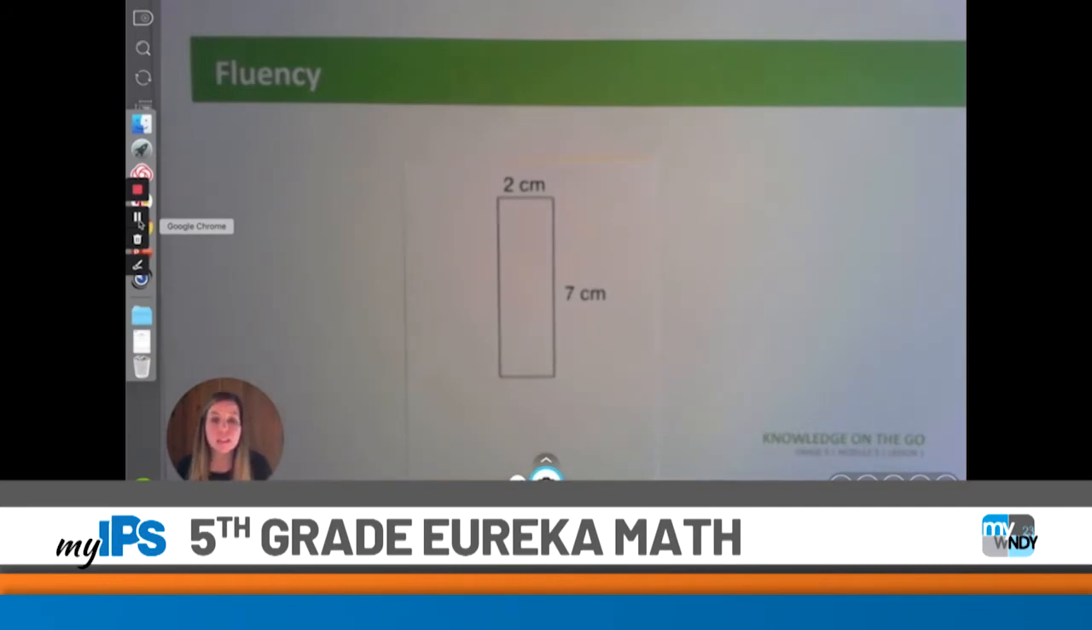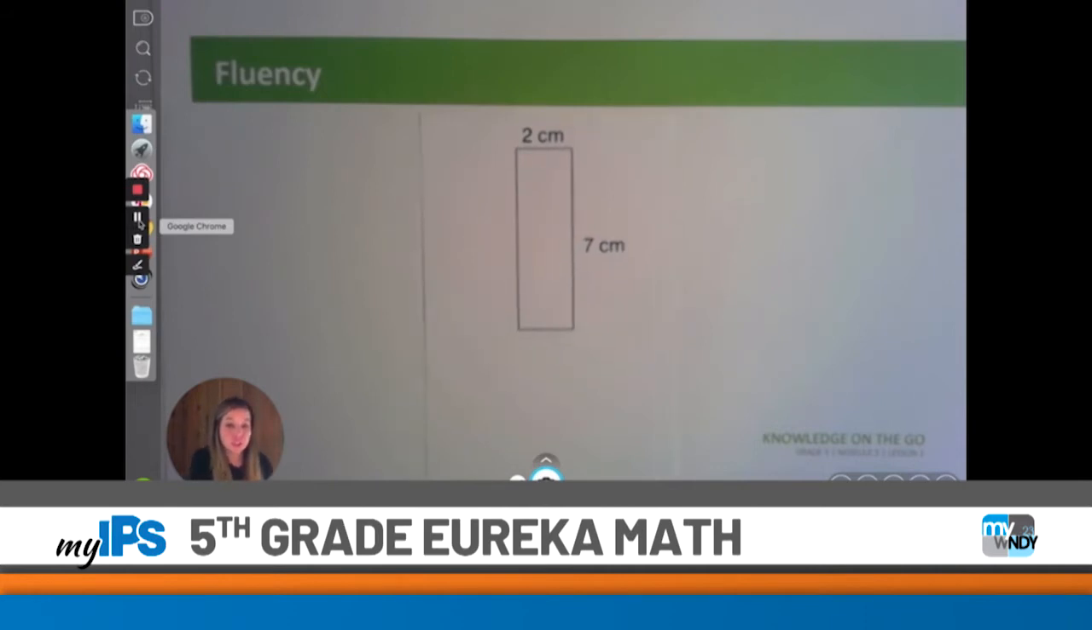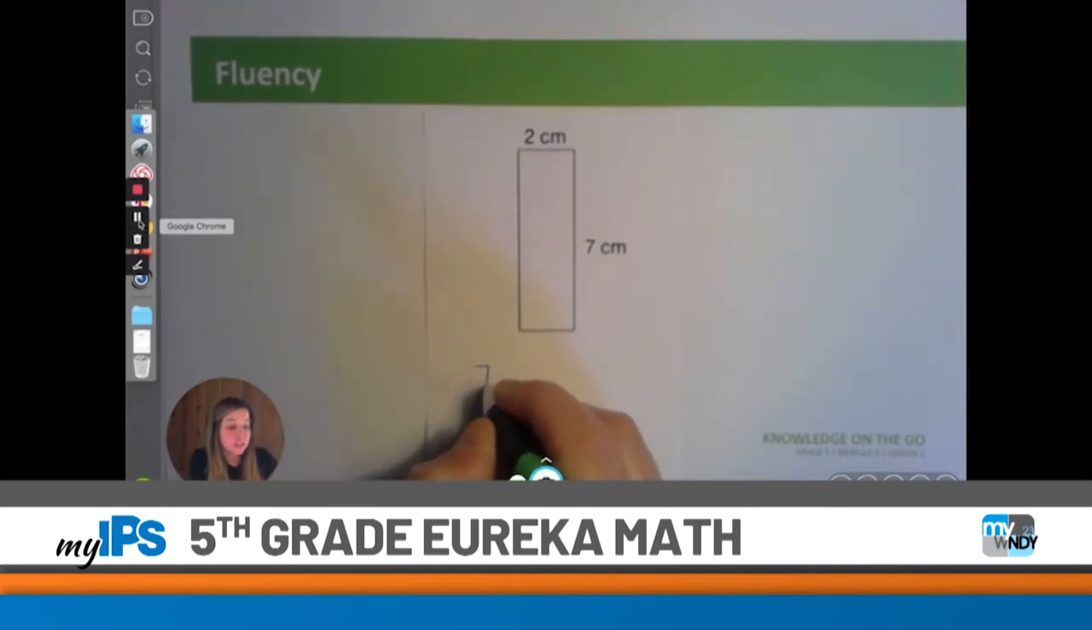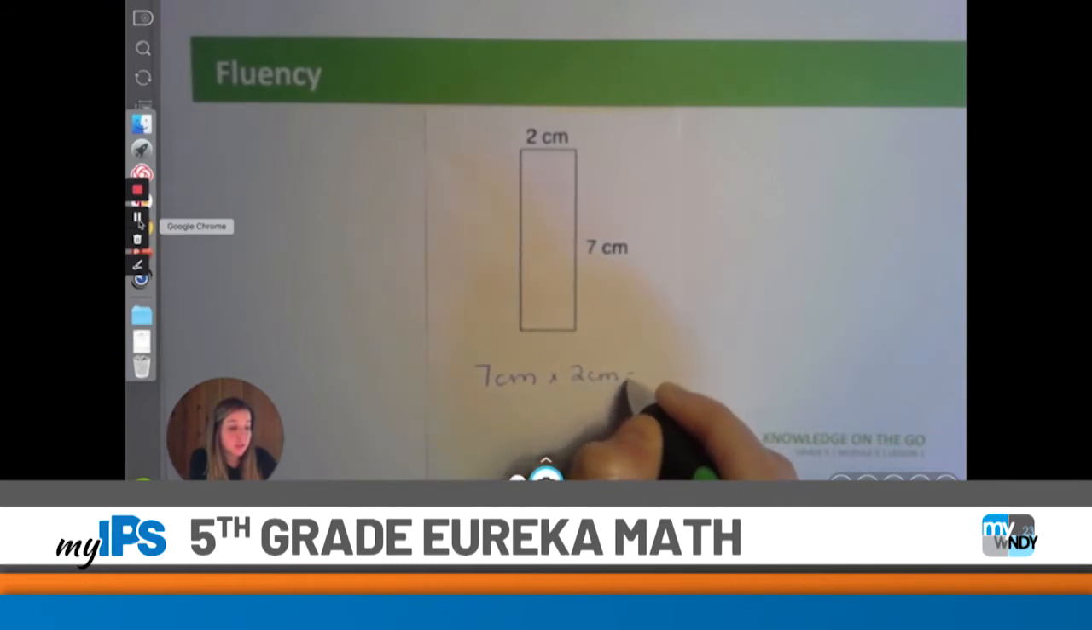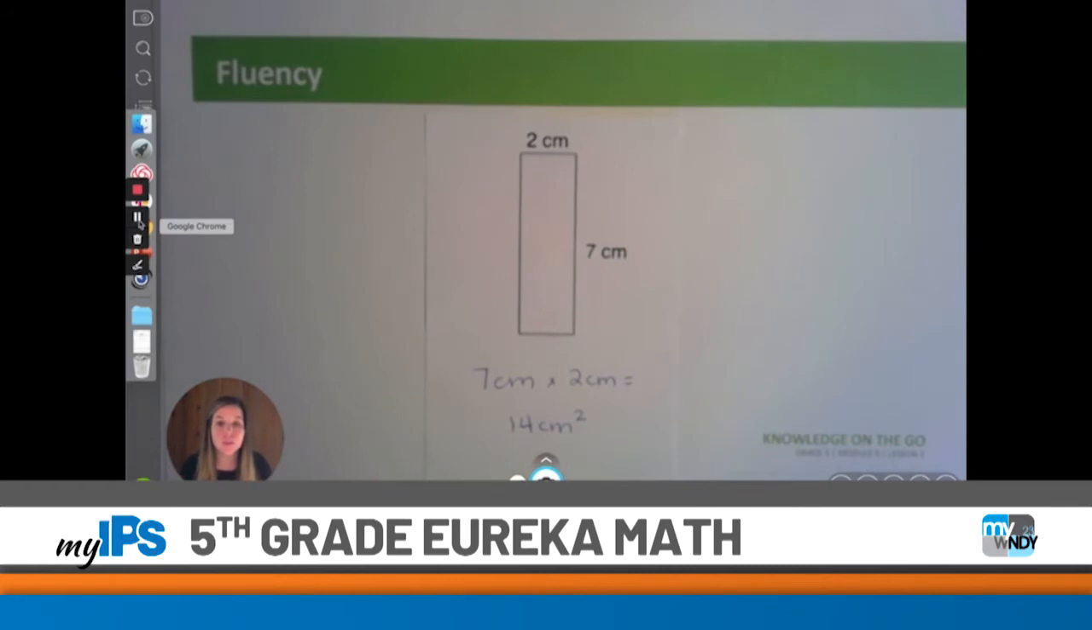We see that this is a rectangle. Go ahead and find the area of this rectangle by writing it in a multiplication sentence, starting with the longer side. Okay, so your sentence should look, let's check, 7 centimeters times 2 centimeters equals 14 centimeters squared. Okay, let's try the next one.